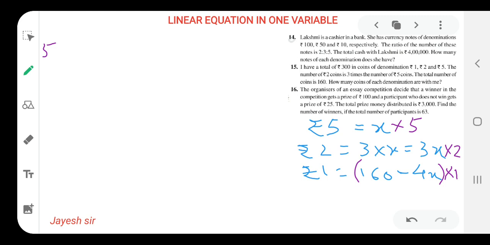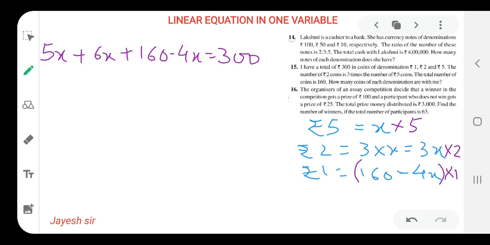So I am solving it directly. 5x multiplied by 5 would be 25x, plus 3x into 2, that means 6x would be there, plus 160 minus 4x is equal to 300. That is to be given over here. I hope you all are getting it.